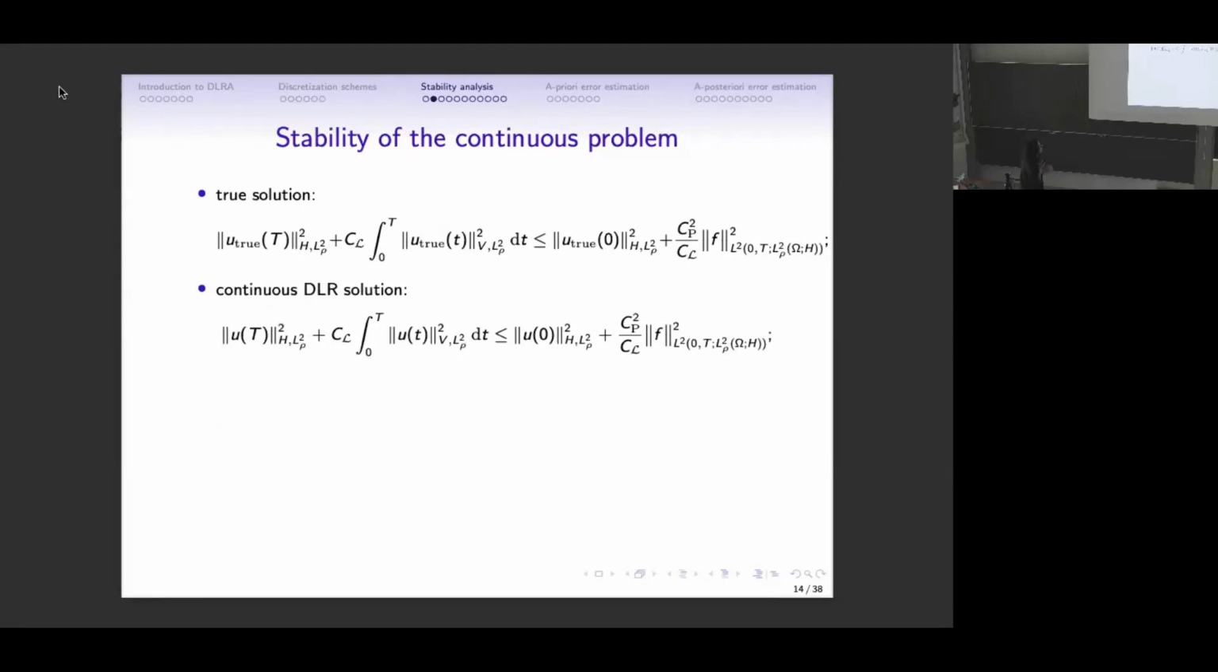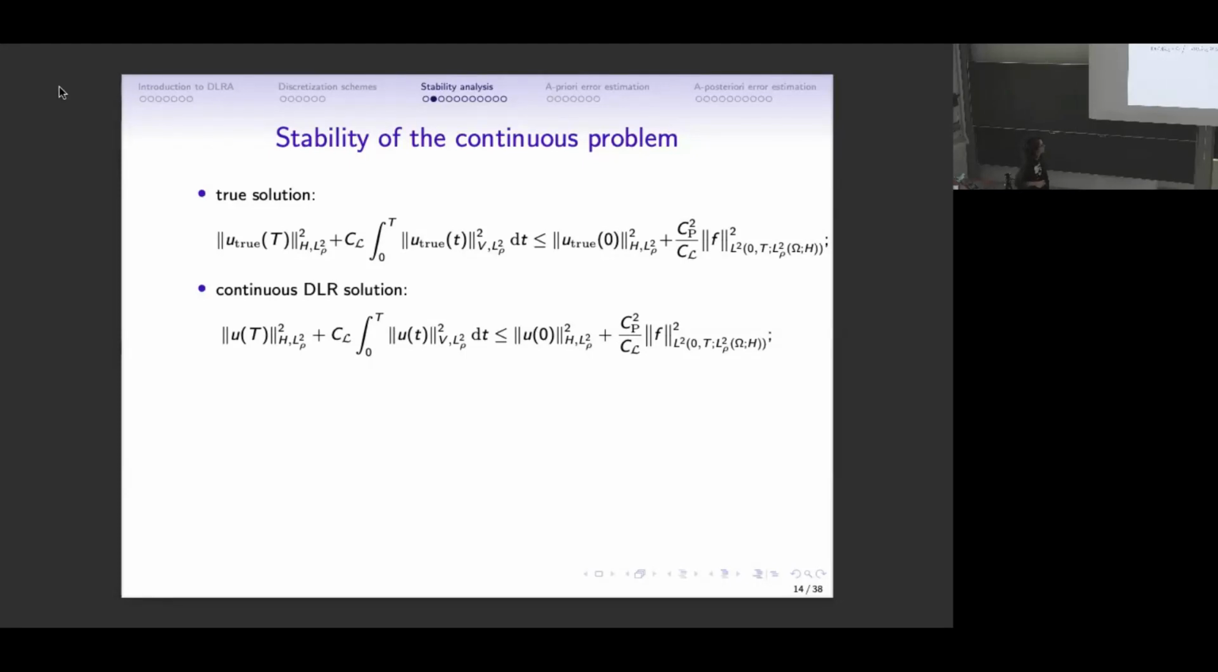First I recall some standard stability properties for a true solution that we would try to see also in the discrete DLR solution. You can bound the H norm at the final time step of the true solution plus the integrated in time V norm by the H norm of the initial condition and the integrated in time forcing term. In fact, completely the same estimate holds for the continuous DLR solution. This is interesting because, without any discretization considered, you don't really see any DLR-ness in this estimate. You have a DLR solution, and it satisfies completely the same stability estimate. That's something we would like to see also in the discrete DLR version.